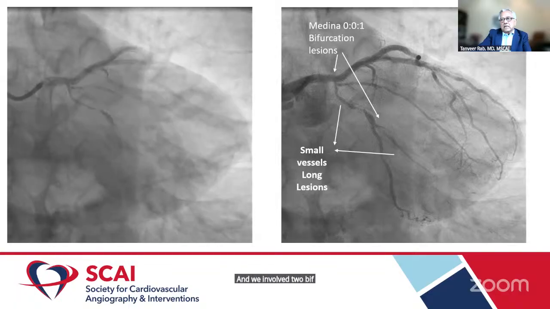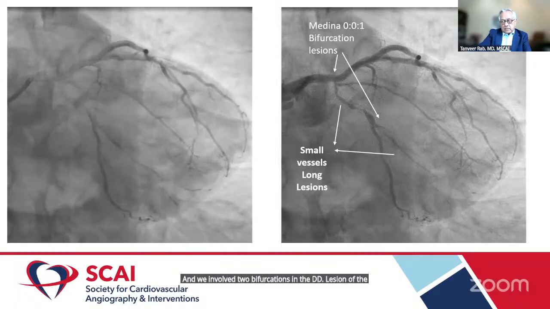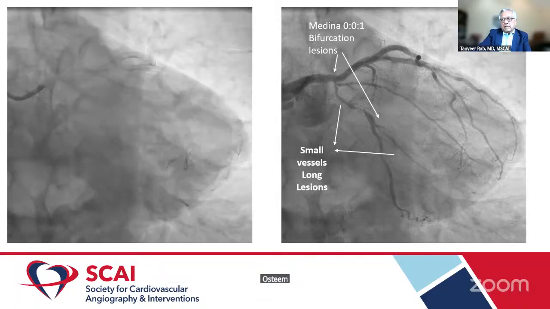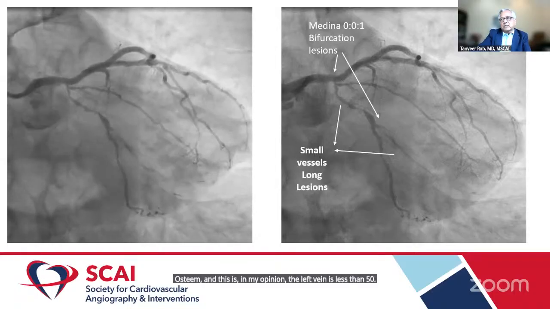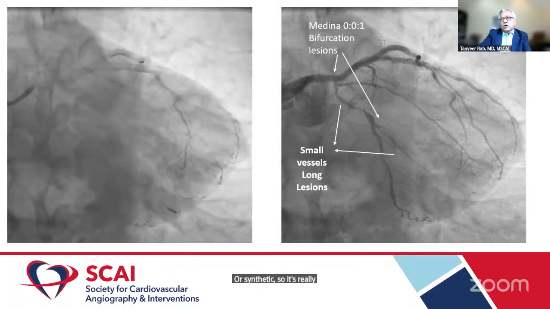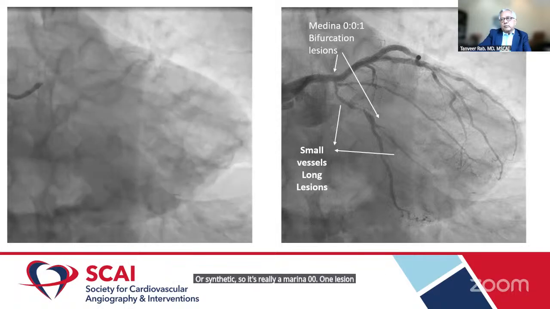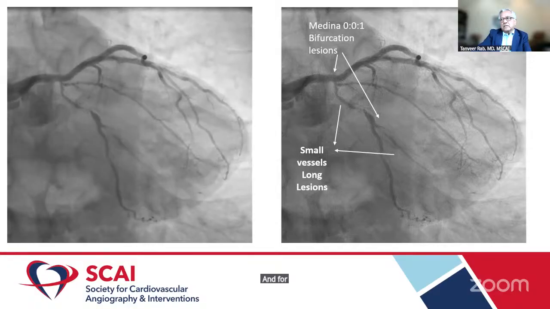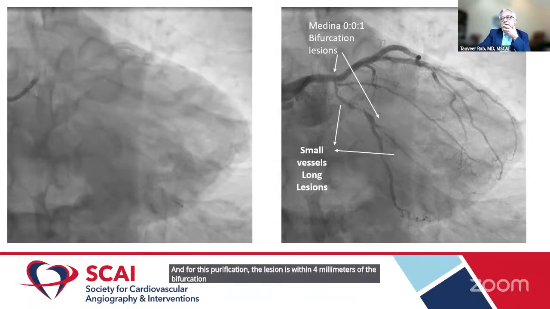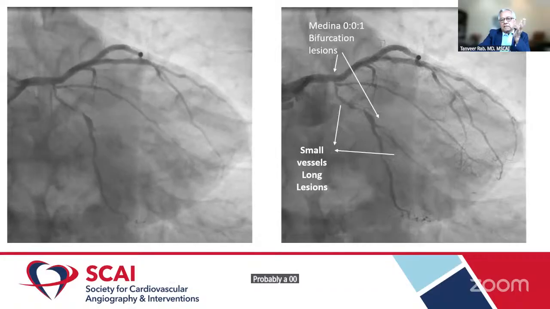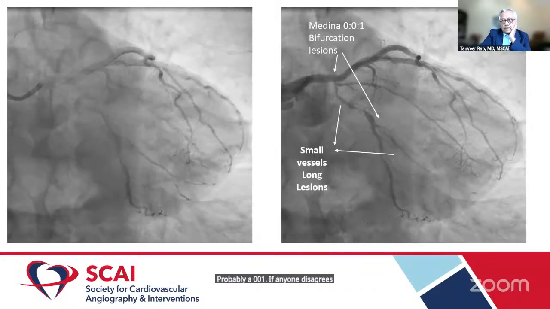Certainly the lesion in the circumflex goes back to the ostium, and in my opinion, the left main is less than 50% stenotic, so it's really a Medina 001 lesion at that point. And for this bifurcation, the lesion is within 4 millimeters of the bifurcation. So again, it's a bifurcation lesion, probably a 001. If anyone disagrees, let me know.